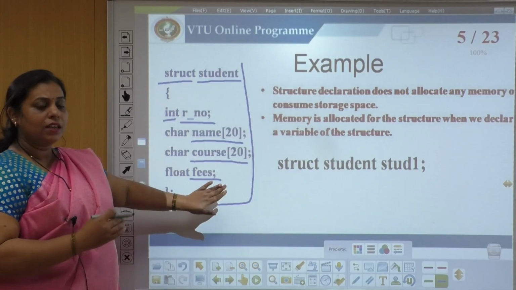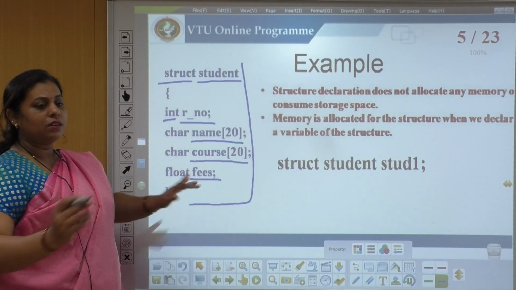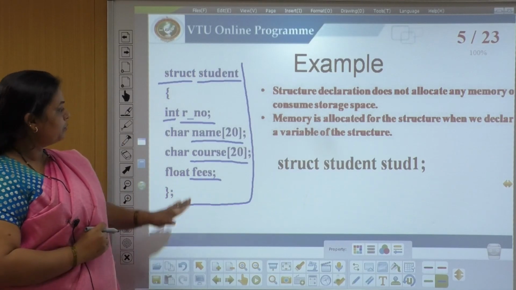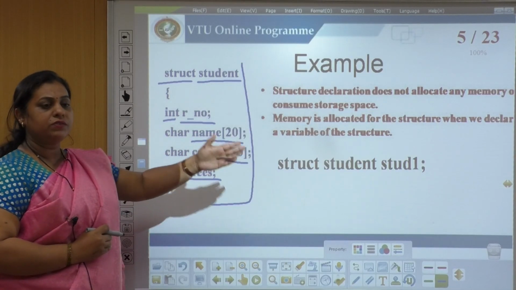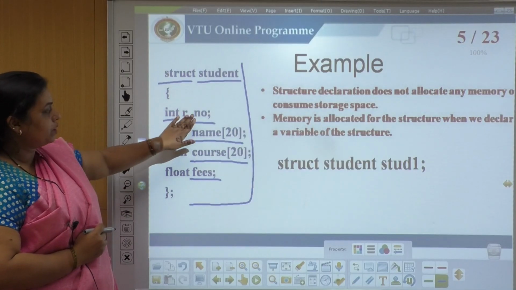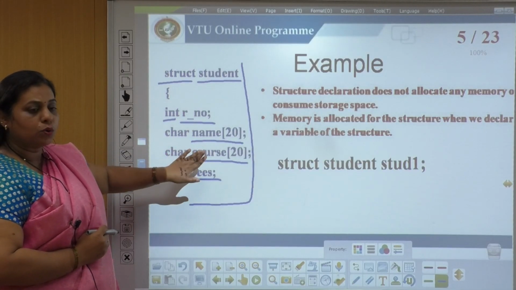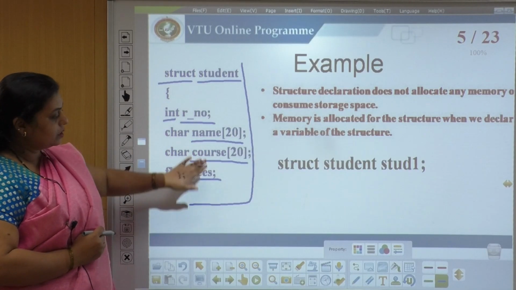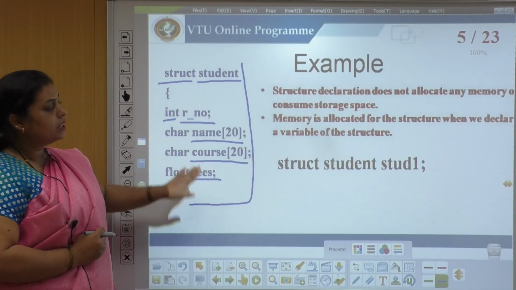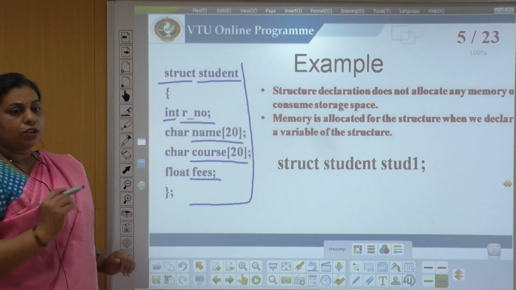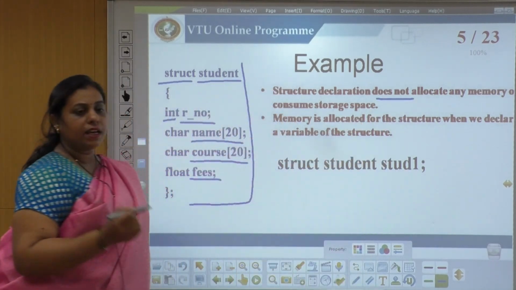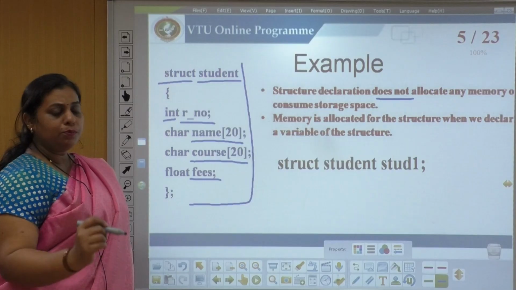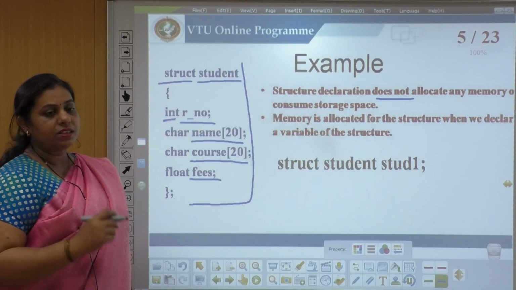I will just say if it is to be used, the structure has to be like this only. It should have a bedroom, it should have a door, it should have a window. Here I say it should have a roll number, it should have a name, course and fees. It is just a template. Remember, when the structure is declared, no allocation of the memory is made there. Until I have a variable of type structure, no memory is allocated.